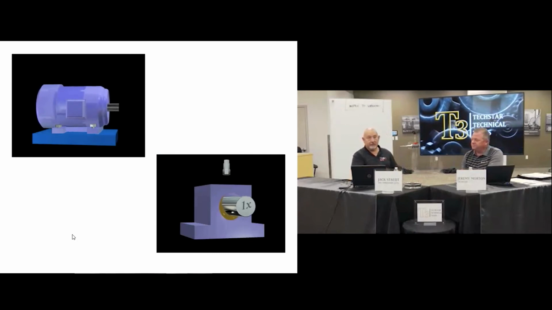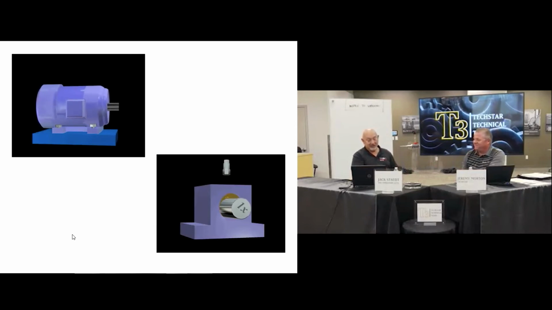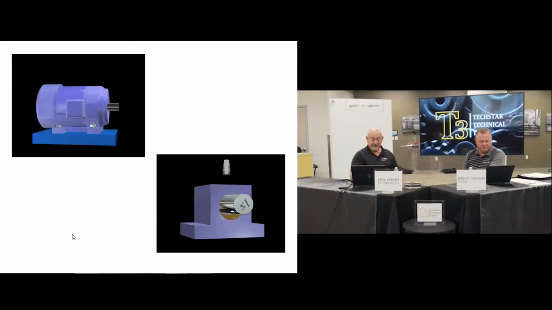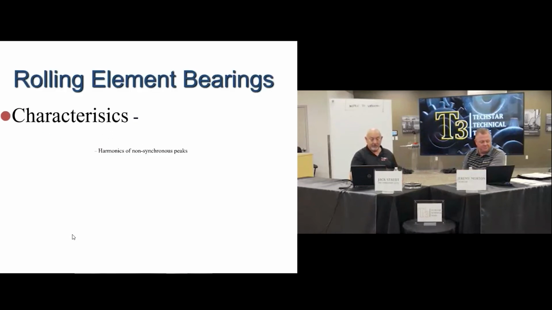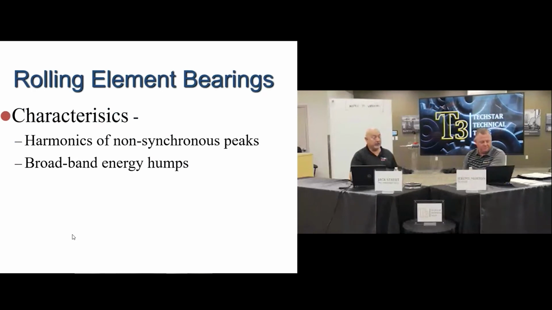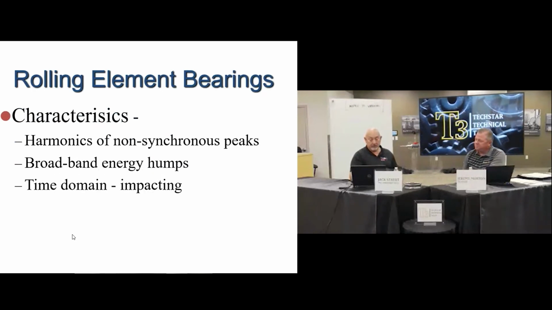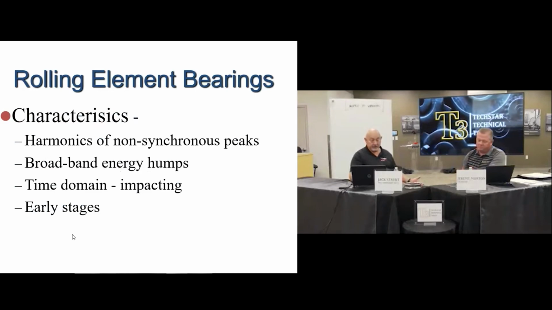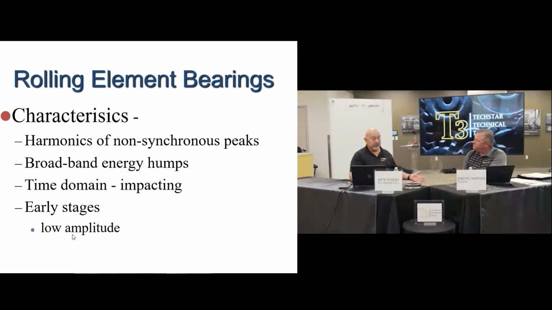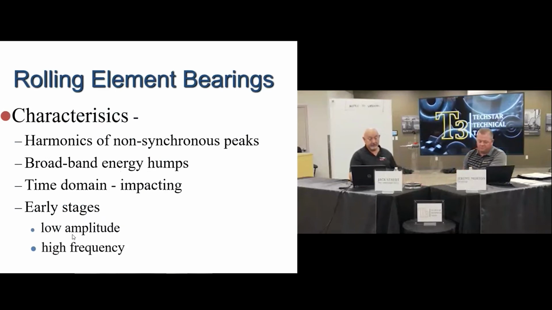Here is some illustration of what mechanical looseness might look like. It's kind of over exaggerated, but it shows the effect of it. And we have rolling element bearings. We have harmonics at non-synchronous peaks, broadband energy humps, time domain impacting, and the early stages are going to be low amplitude, high frequency.